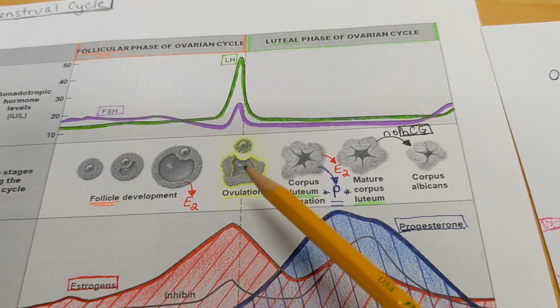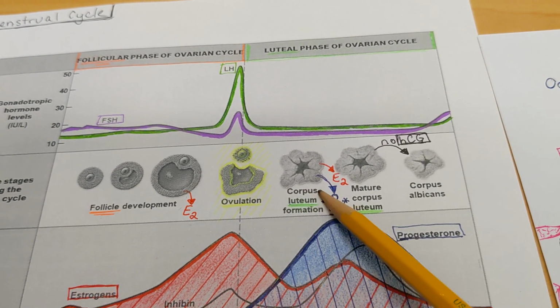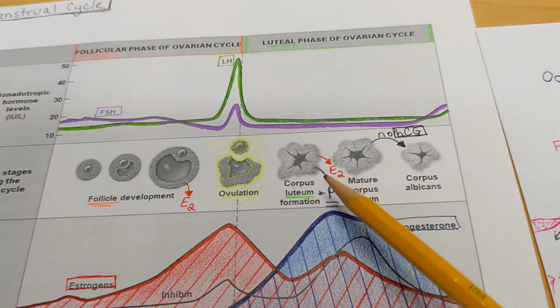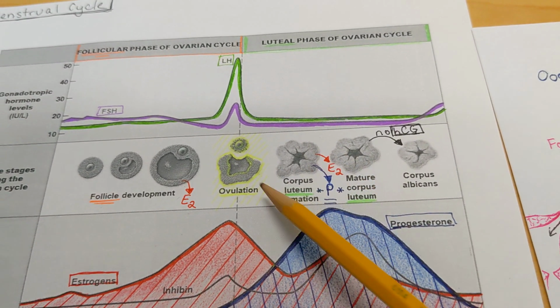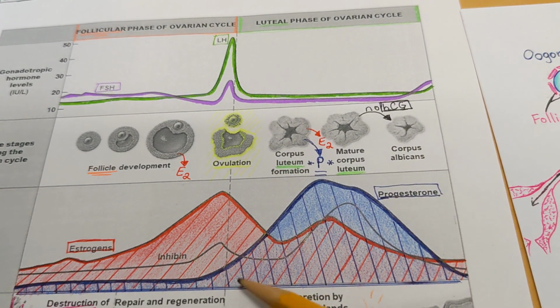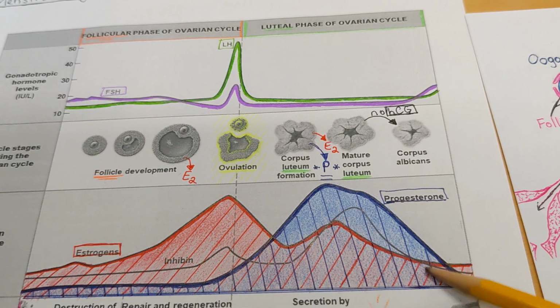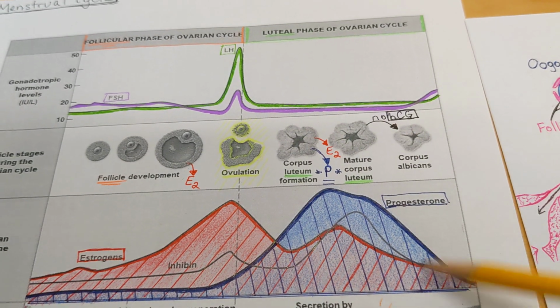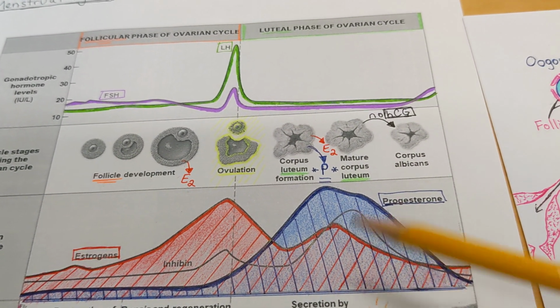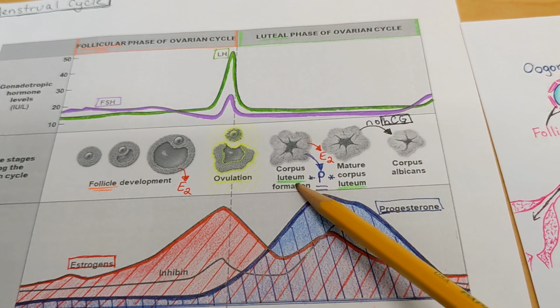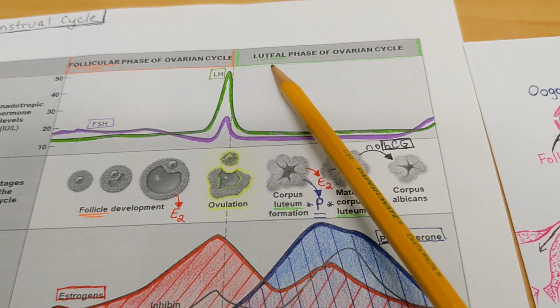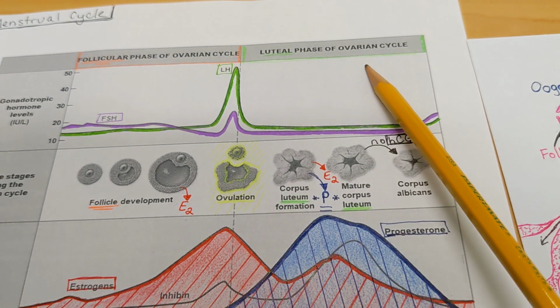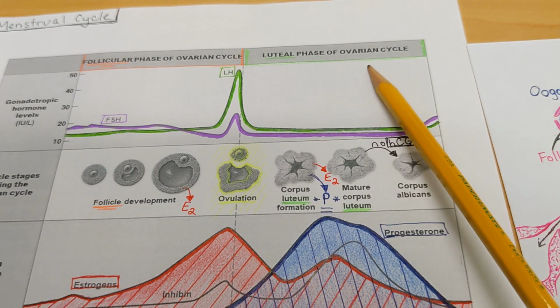After ovulation, the follicle transforms into what's called the corpus luteum. It is the corpus luteum that continues to drive the hormone profile within the blood for the second half of the cycle. In fact, the consistent 14-day half of the cycle. Because the corpus luteum is in charge, we call it the luteal phase of the ovarian cycle. So the corpus luteum is in the ovary.